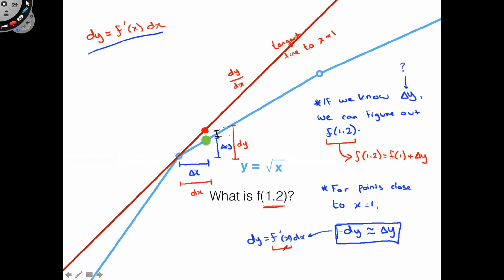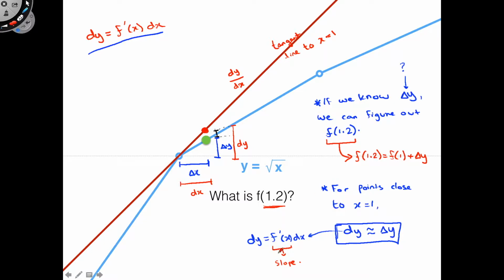Notice that f prime of x is a slope, right? It's a slope. And if you multiply some distance in the x direction by a slope, you're going to get a change in y, a height, right? So that's basically where this is coming from.